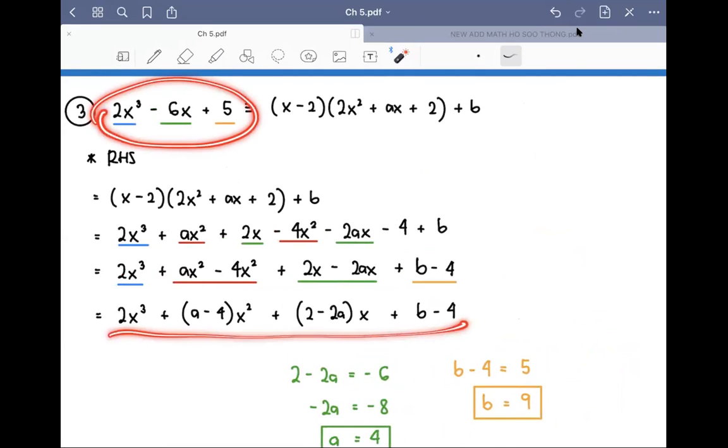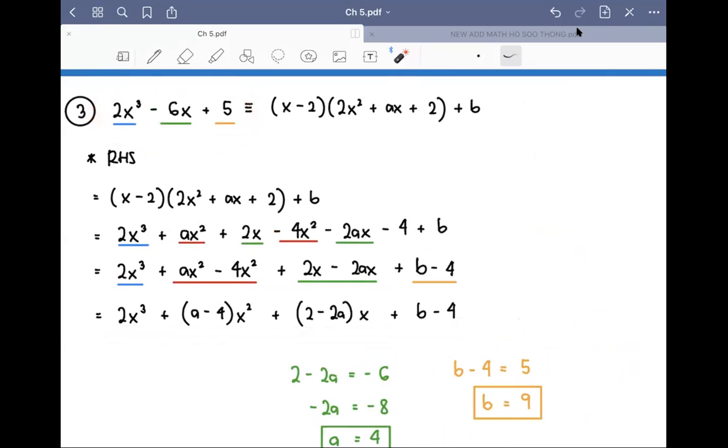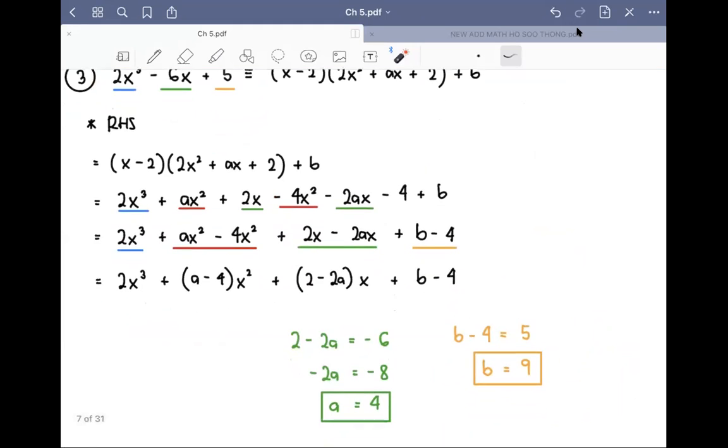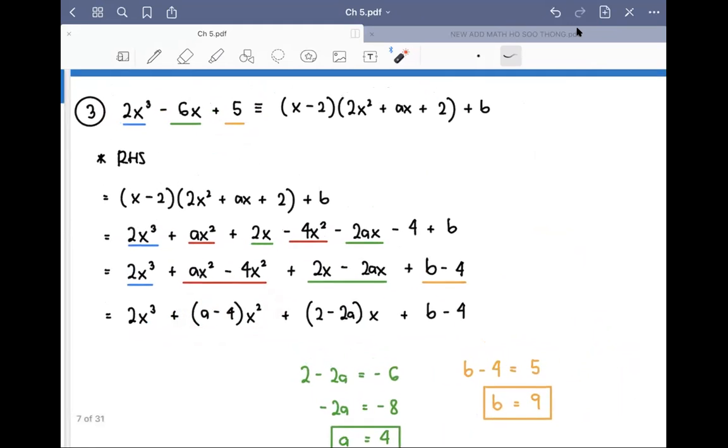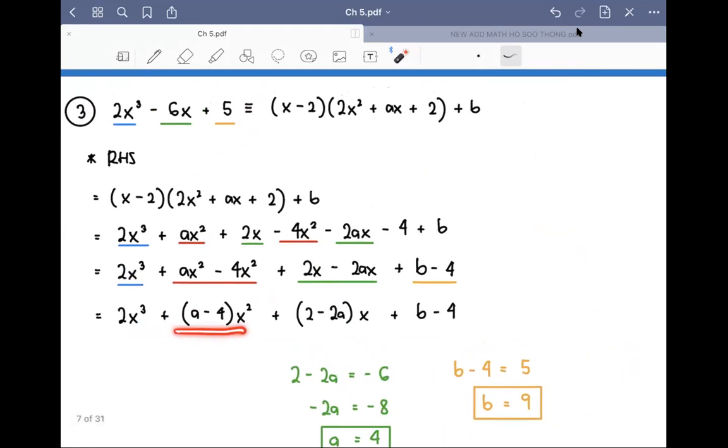Okay, so let's compare them now. So where's the a and b? A and b. Okay, guys, can you look here? So you get here a minus 4. However, this is on x squared. Do we have x squared here? In our question, do we have an x squared term? None, right? Okay, none. Now, if there's none, that means it's equal to 0, right?